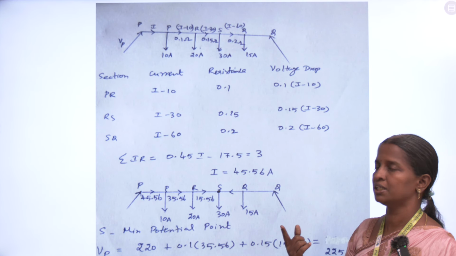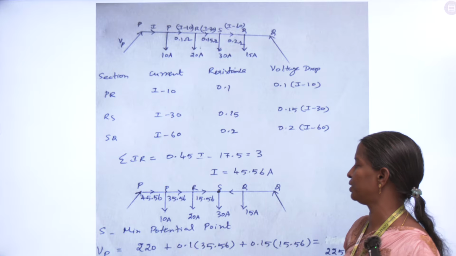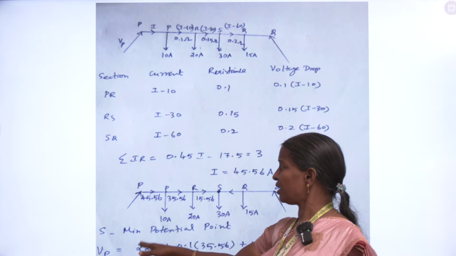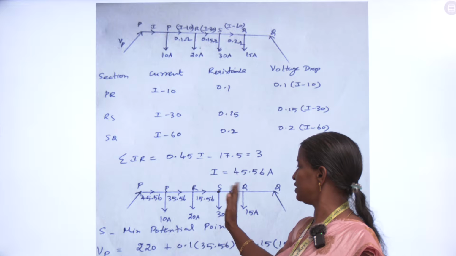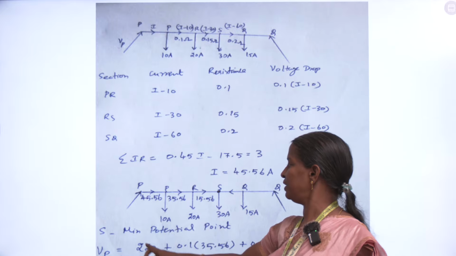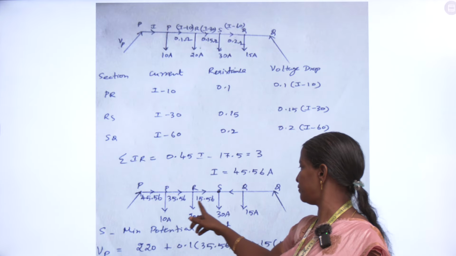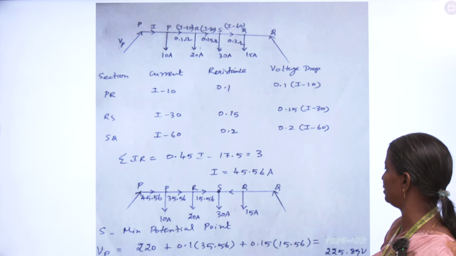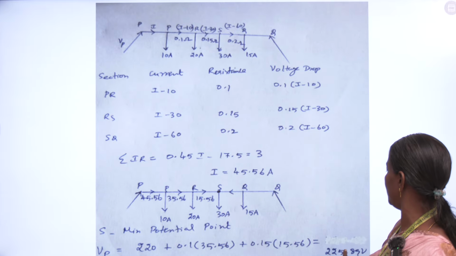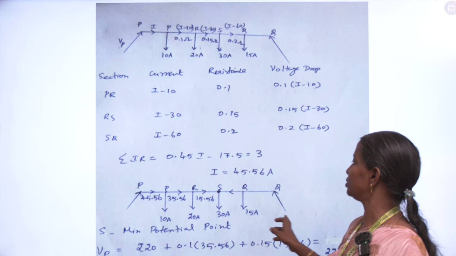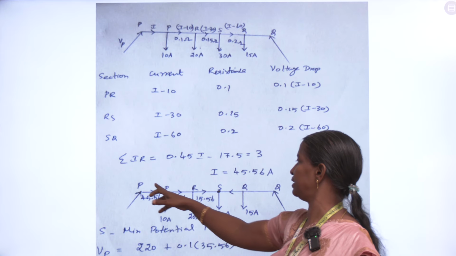What is the question they are asking? We have to work at that point only, and they are asking for Vp. So at this portion it is okay. What is our Vp? 220 volt is given, plus you have to add all the voltage drops. So the Vp is 225.89. So this is the potential at point P. That's all.